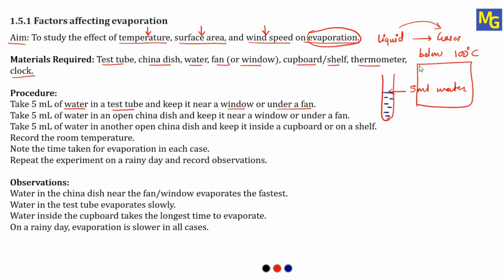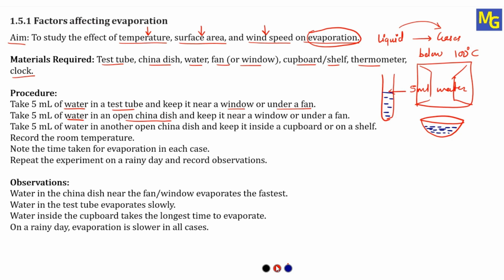So imagine if this is a window. So near this window we are going to keep our test tube. Then next, take 5 ml of water in an open china dish and keep it near window or under fan. So now beside the same window we are going to take water in a china dish. So this is a china dish. The china dish will be a little bit wider compared to test tube. And in this china dish I am going to take the same 5 ml of water. So see here, it will cover more area of the china dish. Now you can see here, because the china dish is wider, the water will spread compared to test tube.